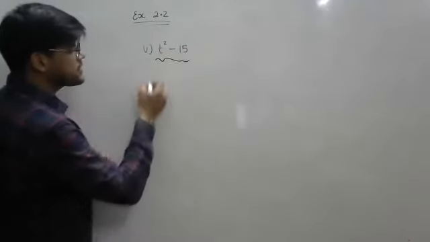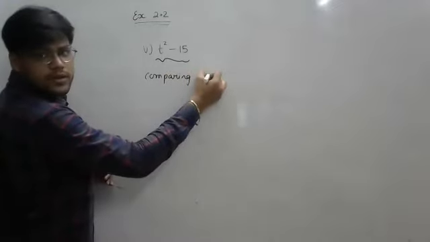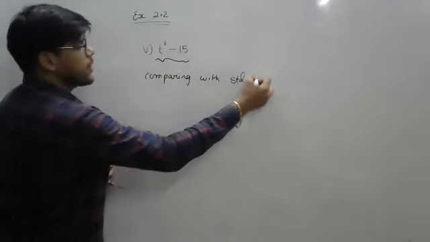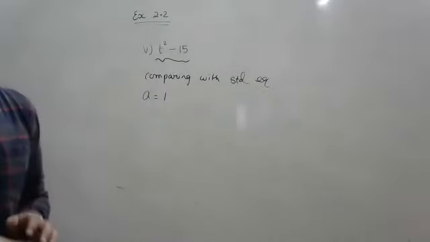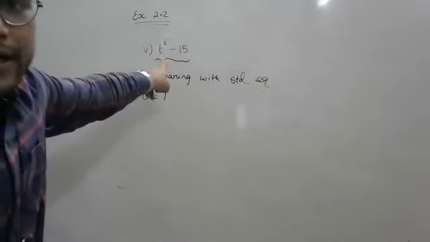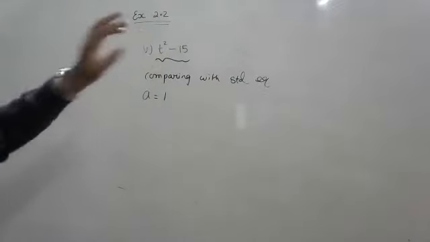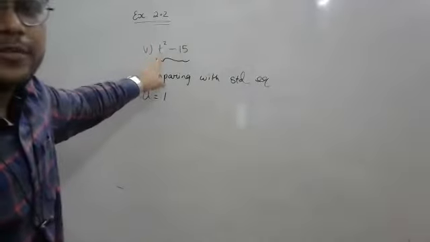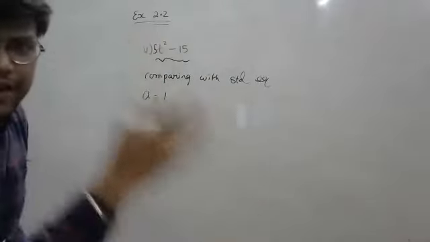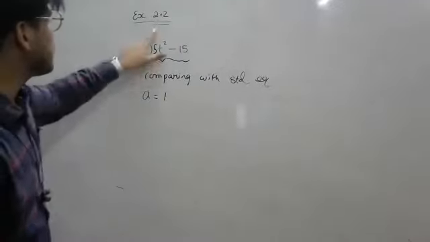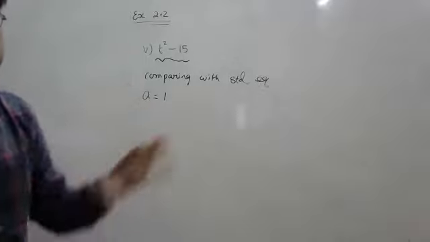So comparing with the standard equation, I'll get the value of a as 1. Now why is the value of a 1? Because the coefficient of the square term is missing. That means how many t squares are there? See, when I write 5t square, that means I have 5 times t square. When I don't write a number, that means I have only a single t square. Understand the concept instead of just writing.